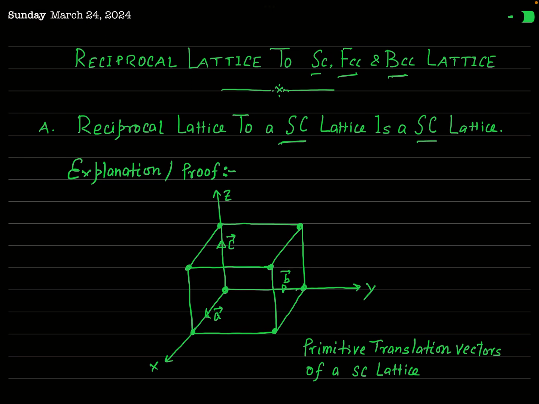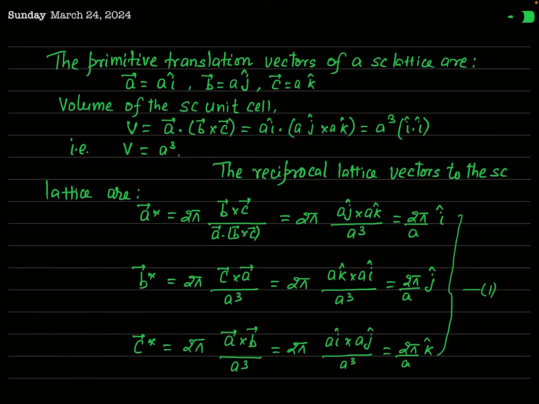You can see this figure. In this figure, I have shown the primitive translation vectors of a direct simple cubic lattice. You know, these a, b, c vectors are the primitive translation vectors of a simple cubic lattice. Since this is a cubic lattice, the modulus of a, modulus of b and modulus of c will be equal, although the directions are mutually perpendicular to one another. So the primitive translation vectors of the direct simple cubic lattice will be a = a i, b = a j, because the modulus of b is also a, and c = a k, because the modulus of c is also a.